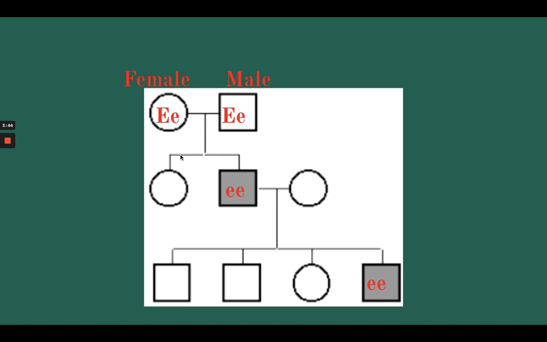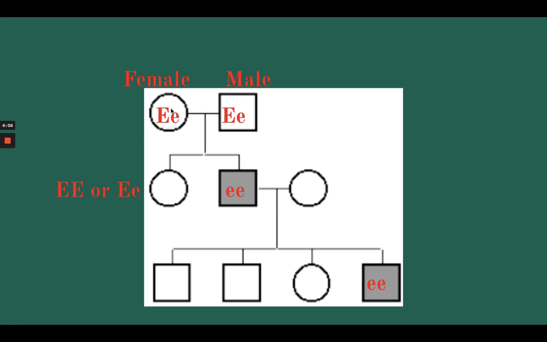Now, this person, the daughter, we don't know what she is. She could be big E, or she could be big E, little e. You have to list both options. She could have gotten the big E from mom and the big E from dad, or she could have gotten the big E from mom and the little e from dad. Okay, you know how the Punnett squares work. Both are options, so we have to list both.